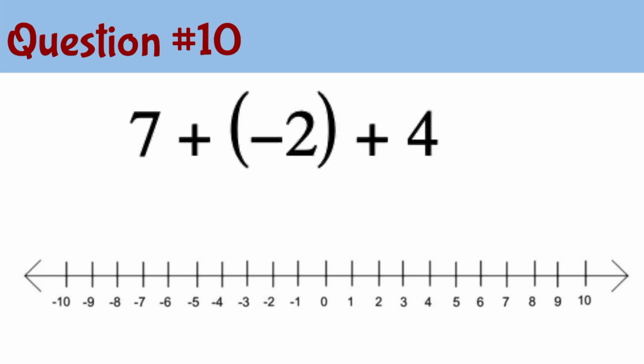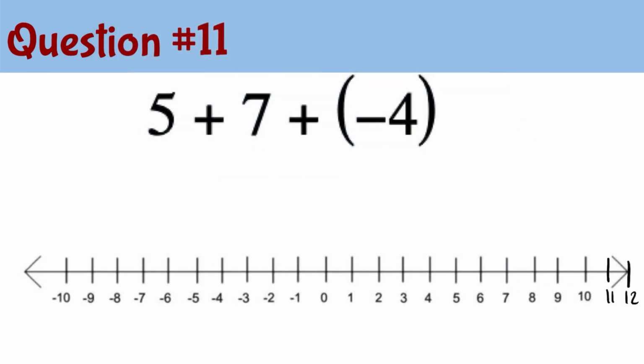Question number 10. 7 plus negative 2 plus 4. In this problem, we're starting with positive 7. And since we're adding negative 2, this means we're moving 2 units to the left, and that will give us 5. From this 5, we need to move to the right 4 units because we're adding 4. So 1, 2, 3, 4. So the final answer is equal to 9.